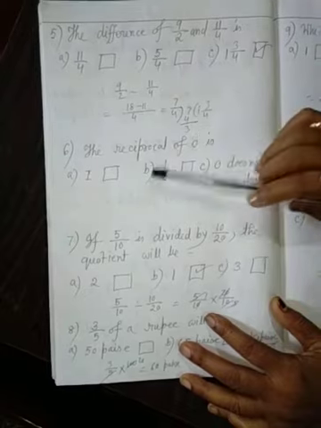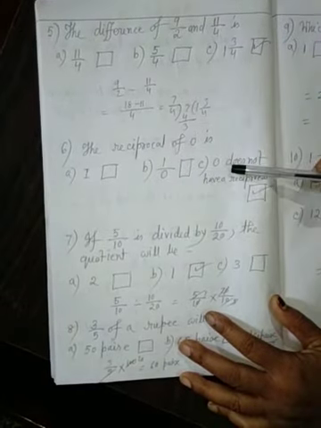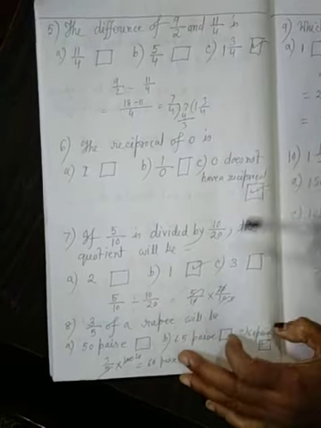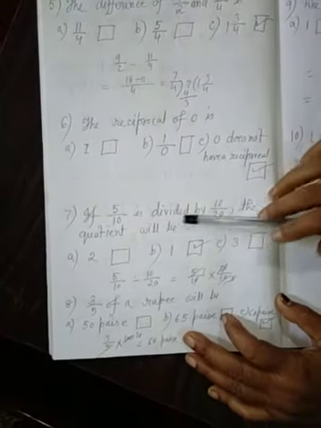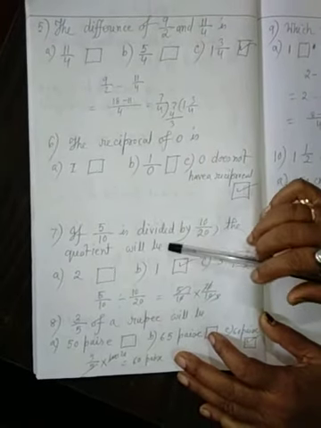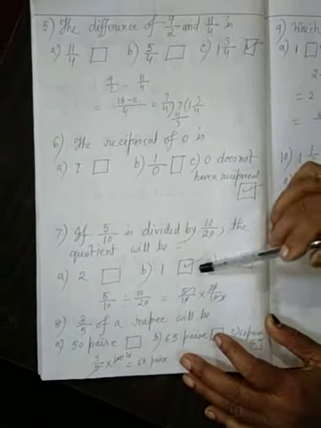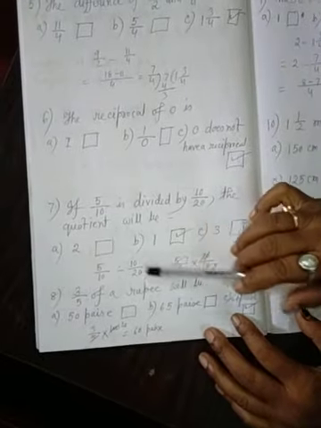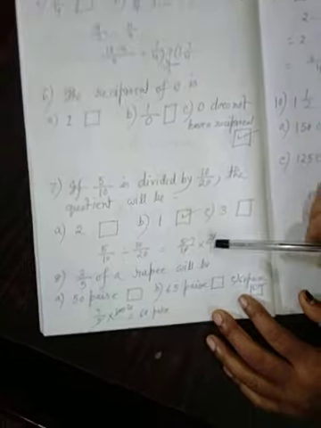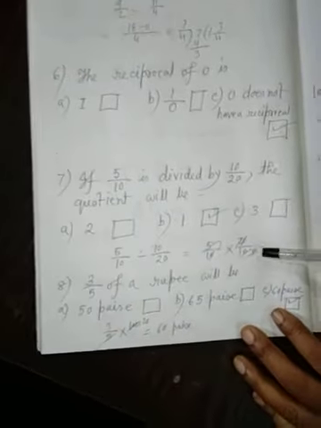6. Reciprocal of 0 is 1, 1 by 0, C. 0 does not have a reciprocal. This is the correct answer. 7. If 5 by 10 is divided by 10 by 20, the quotient will be 2, 1, 3, 1. 5 by 10 divided by 10 by 20 is 5 by 10 into 20 by 10. The answer is 5.